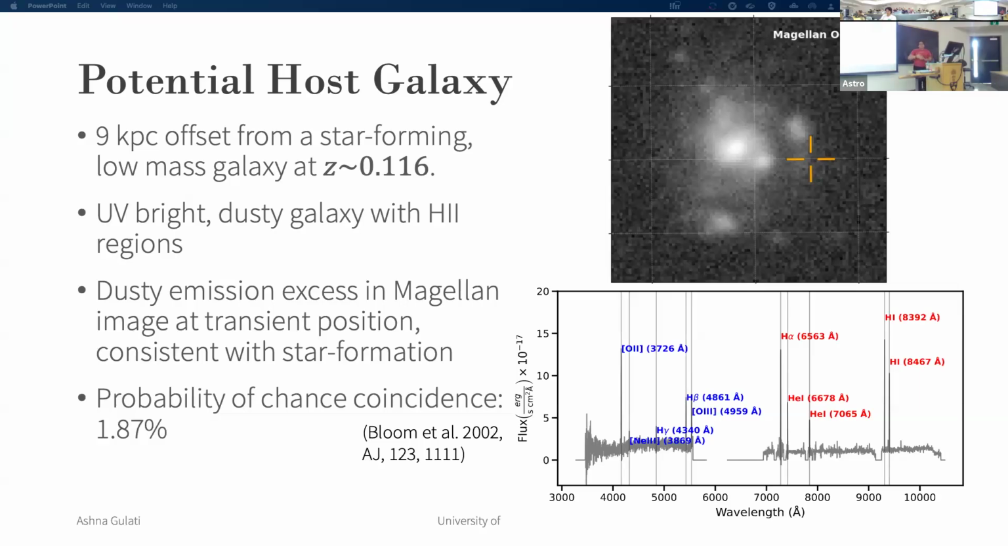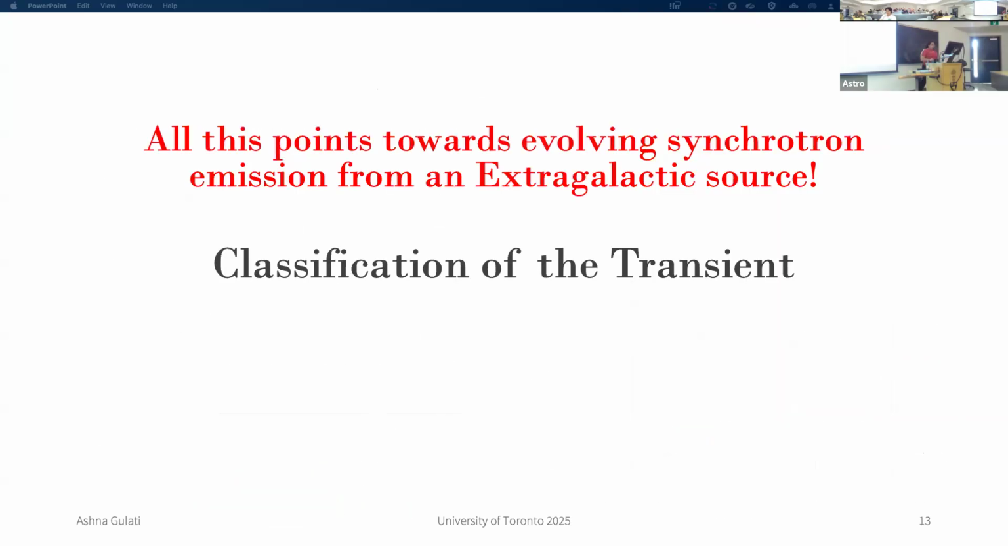Now, the probability that this galaxy is just randomly sitting next to our transient is 1.87%, which means that it's very likely that this transient is associated to this galaxy rather than a wandering background AGN. Now, all this points towards this being evolving synchrotron emission from an extragalactic source.